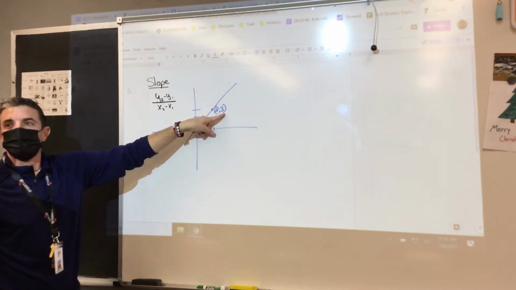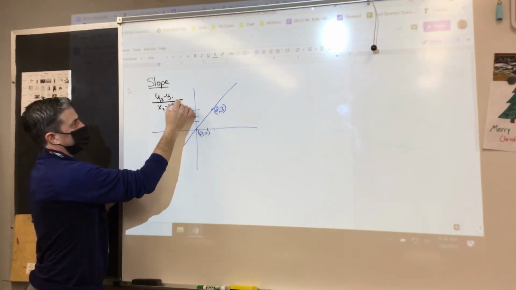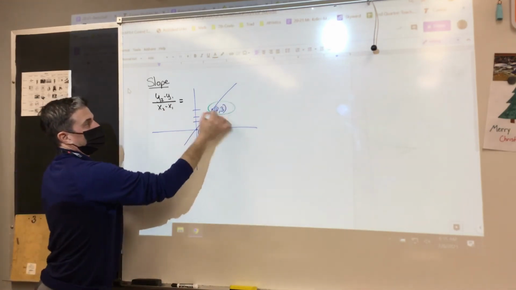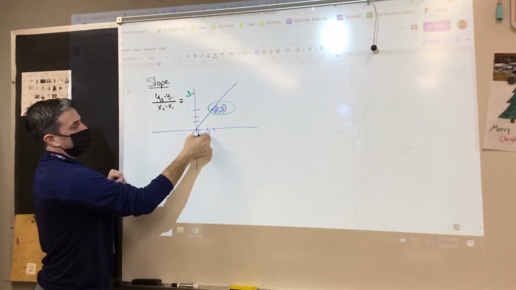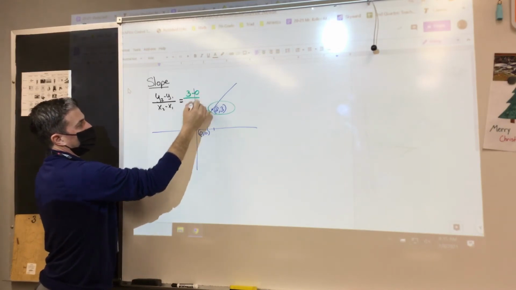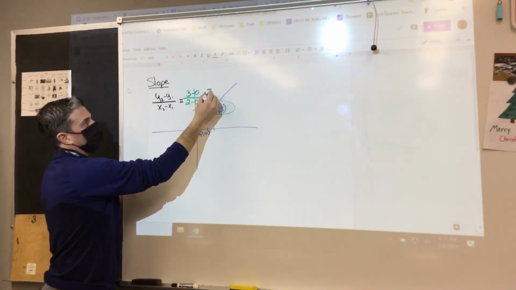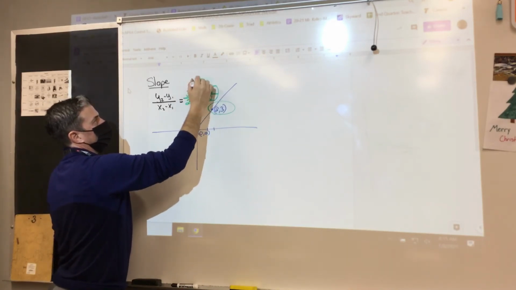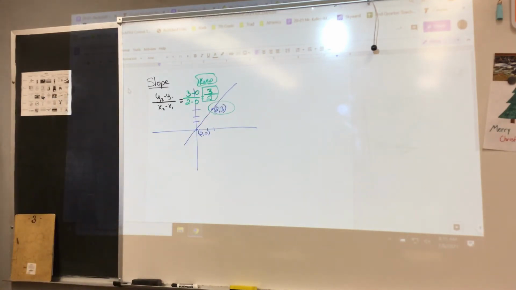Okay? So what do you have? What is y2? What's the y number on this one? 3. So this is going to be 3 minus what? 0 and 2 minus 0, which equals what? 3 over 2. Now, you keep this. Slope always stays as an improper fraction.